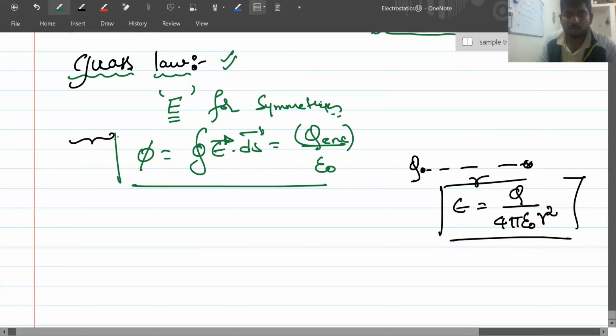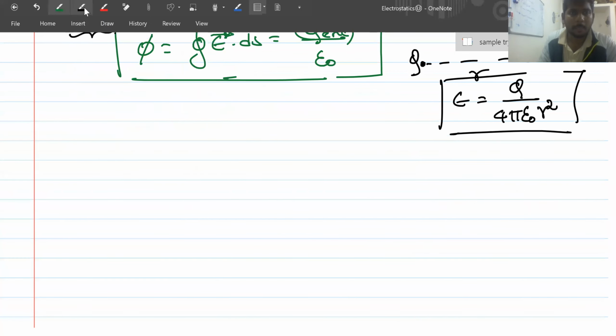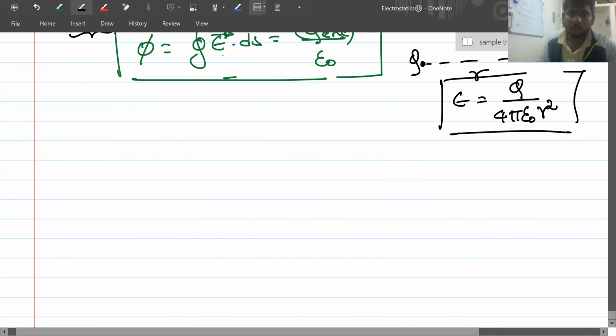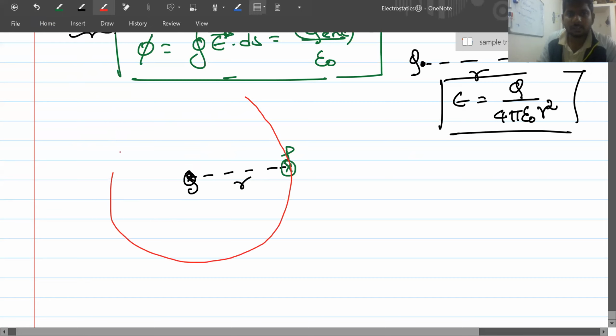This is the formula that we will use to find out electric field using Gauss law. So what I'll do here is, if a point charge is there which is having a charge q, and you have to find out an electric field at this point P, I'll try to draw a symmetrical surface above this charge.